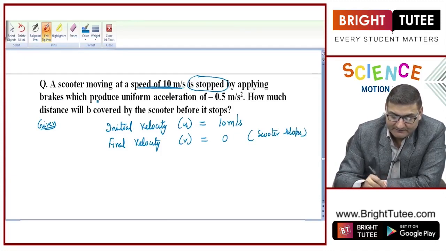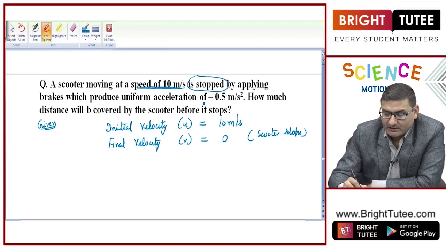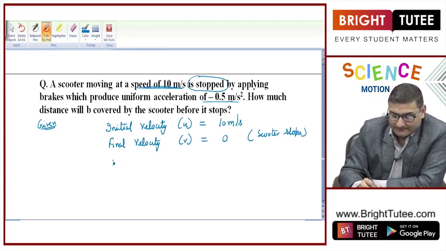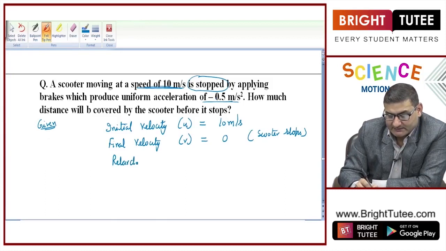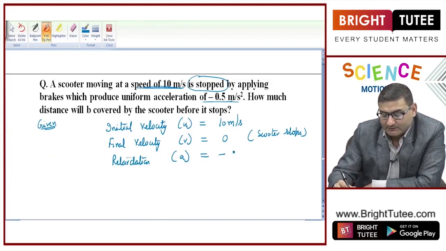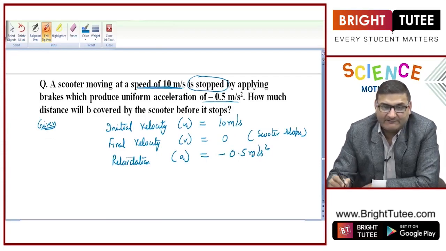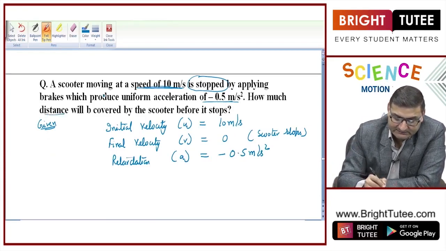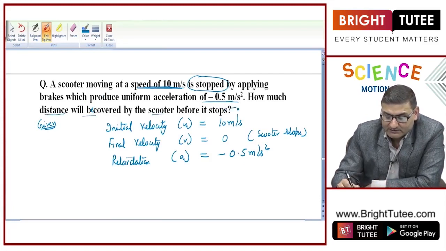By applying brakes which produce uniform acceleration of minus 0.5 meter per second square, the minus sign in itself states that it is retardation. So, the retardation or negative acceleration is given to us. This is minus a, but I am not taking the minus sign here, because the minus sign is given to me in the value itself. So, acceleration is negative. That means it is retardation, right? How much distance will be covered by the scooter before it stops?